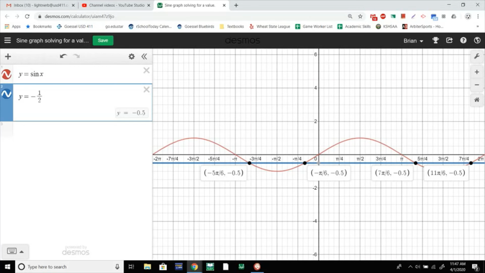Mathematical modeling. We're not going to get to that now. So that is it.